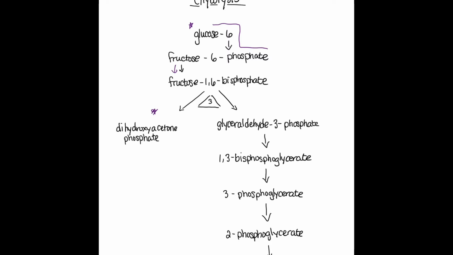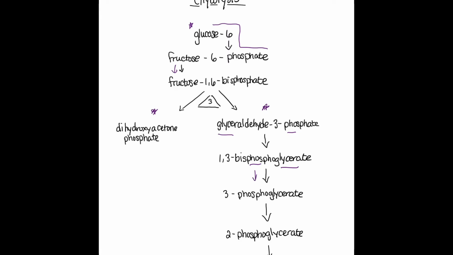From there it splits to dihydroxyacetone phosphate and glyceraldehyde 3-phosphate. From glyceraldehyde 3-phosphate we have 1,3-bisphosphoglycerate. So my connectors here are phospho, we see that in both molecules, and glycer, and we see that in both molecules. You can also use the 3 as a connector.